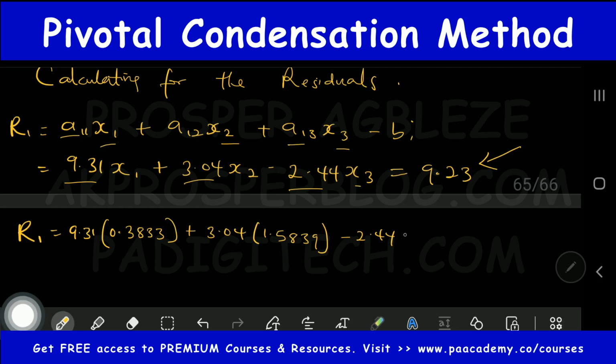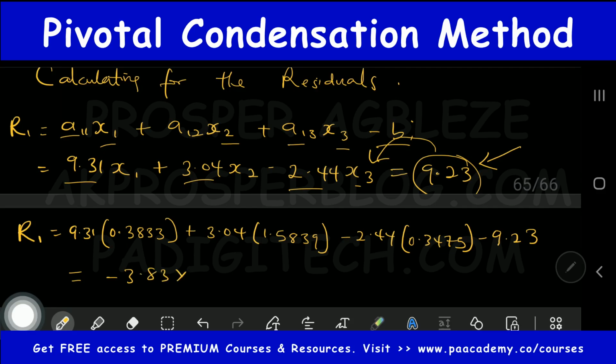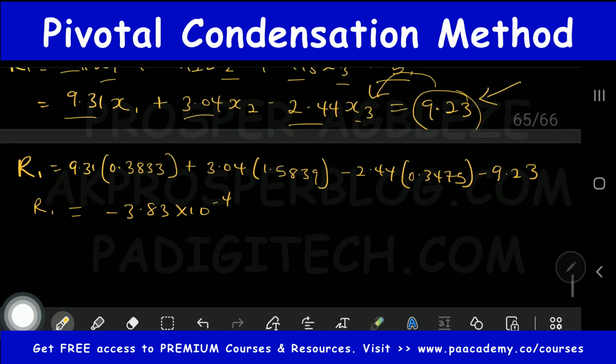So our x3, we got that to be 0.3475. Then this minus b1 is for us to move this value to the other side of the equals to sign, and that becomes minus 9.23. All right, so if you do this correctly, you are going to be getting minus 3.83 times 10 raised to power minus 4. So that means our r1, okay, that's the residual error in the value of x1, x2, and x3 that we got.